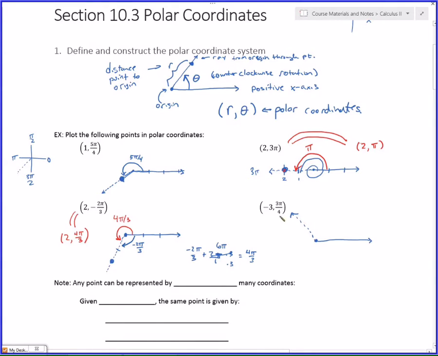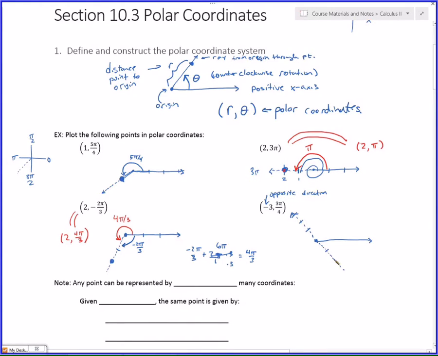But now we've got a trick. There's a negative on my radius instead of on my theta. So what do you think that means? If it was positive 3, I know I would go right here, right? You just go in the opposite direction. That's exactly what you do. This right here means opposite direction.